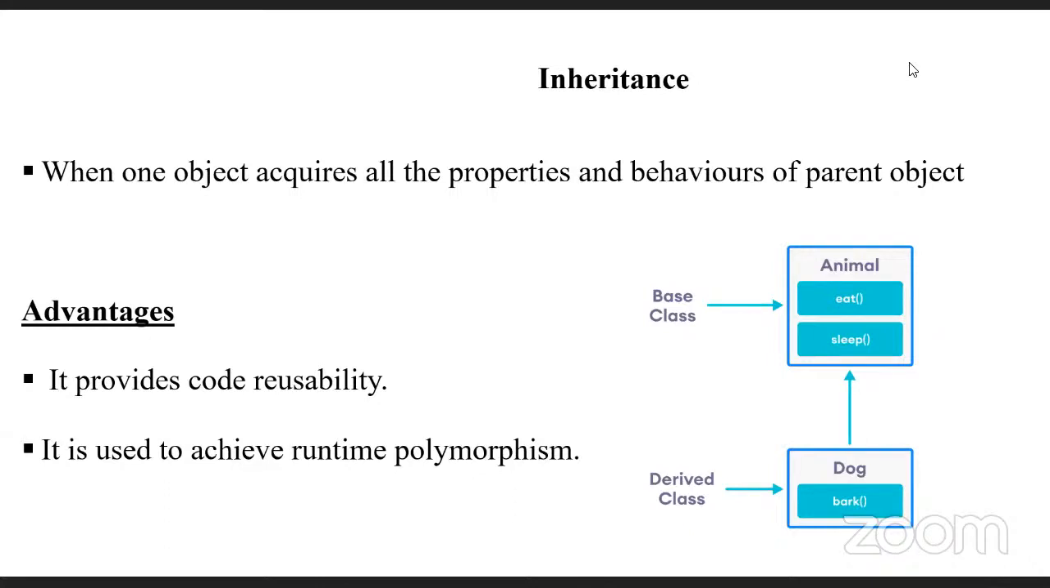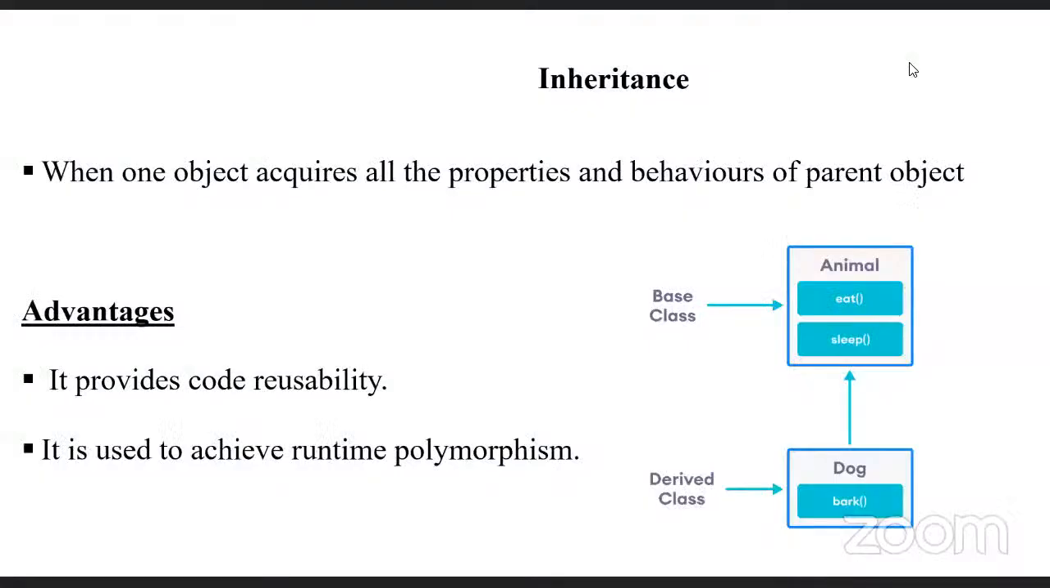Okay, for example, I take a real-time scenario. I am the child, and I have one parent. What I will do is acquire all the properties that my parent has. I am just going to extend it. That is called inheritance. The parent class is called the base class, and the child class is called the derived class. So this is called inheritance.